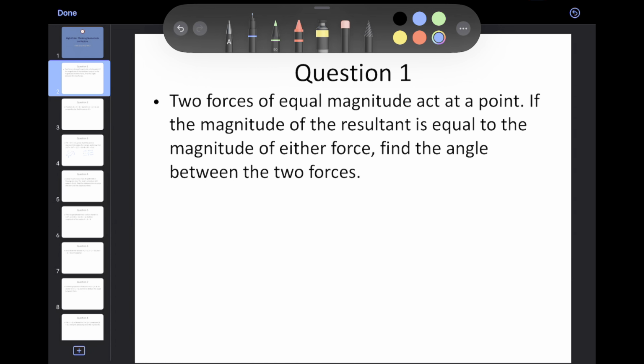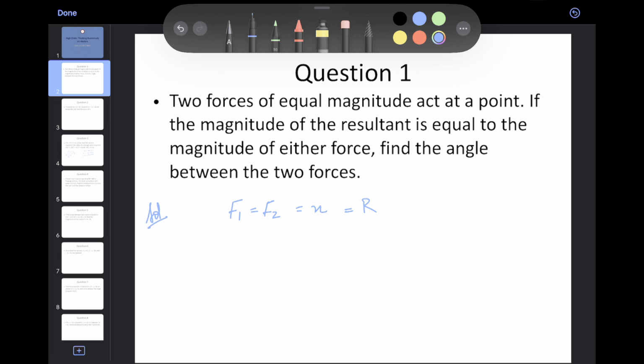Okay, so the first question is: two forces of equal magnitude act at a point. If the magnitude of the resultant is equal to the magnitude of either force, find the angle between them. Let the two forces F1 and F2 be equal to x, and the resultant is also equal to that magnitude. So R is also equal to x.